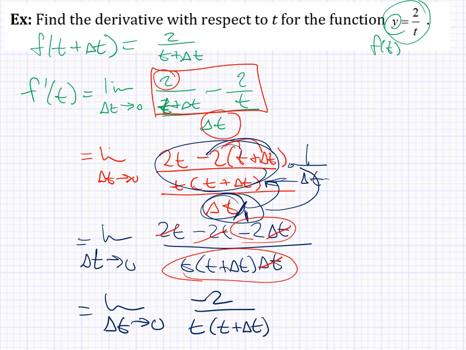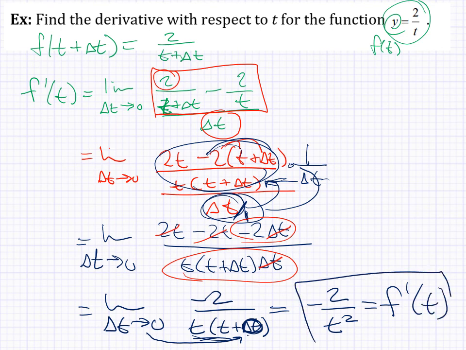Now, is delta t going to 0 an issue? Did we change this function to another function that we can work with? Yes. If delta t goes to 0, that doesn't make the whole denominator 0, it just makes that piece 0. We still have this left over, so what do we have? Minus 2 over t squared. Well, there's your derivative. That's the derivative of this function right here.